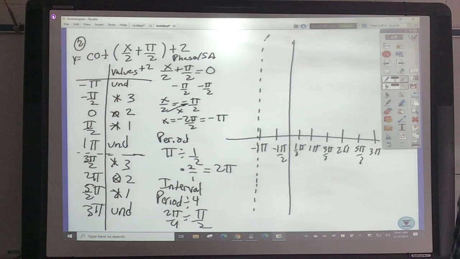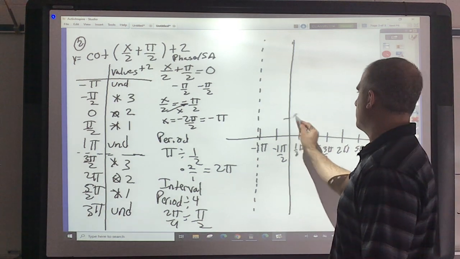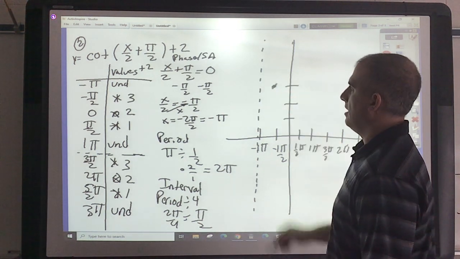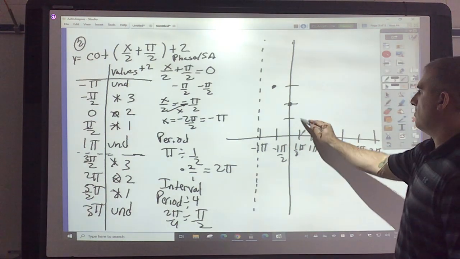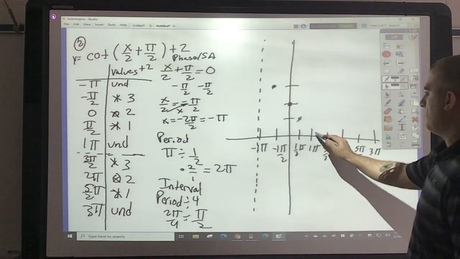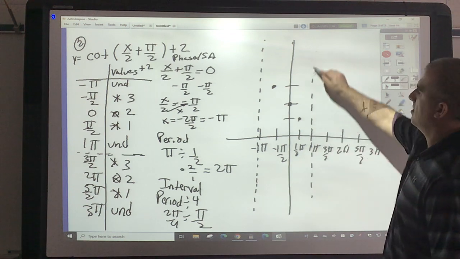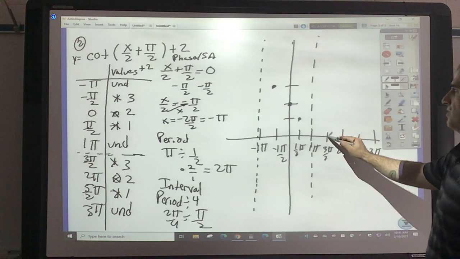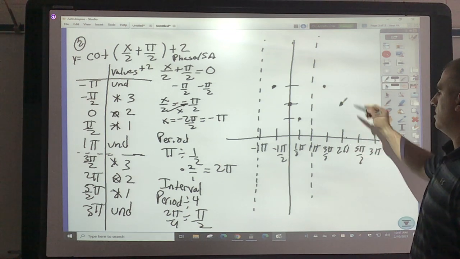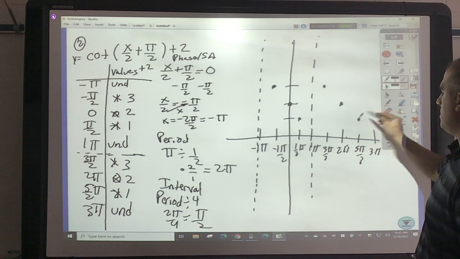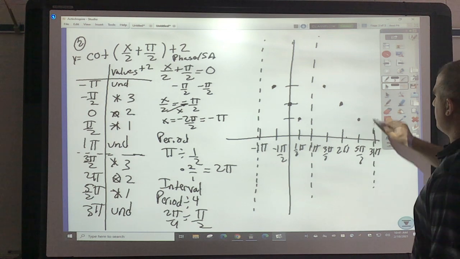At negative pi over 2, I'm up at 3. At 0, I'm at 2. At pi over 2, I'm at 1. At 1 pi, I'm back to undefined. At 3 pi over 2, I'm at 3. At 2 pi, I'm at 2. At 5 pi over 2, I'm at 1. And at 3 pi, I'm undefined.